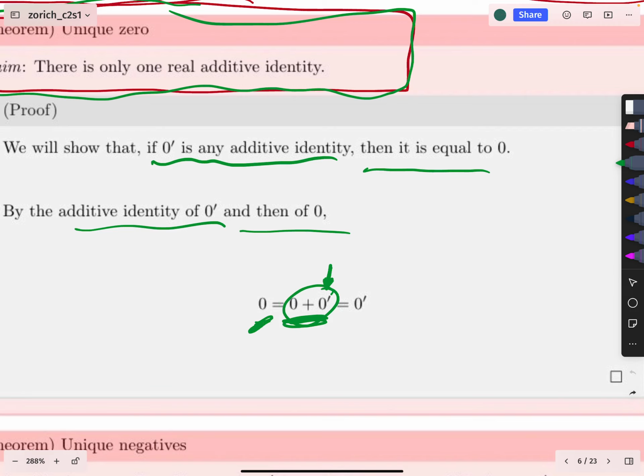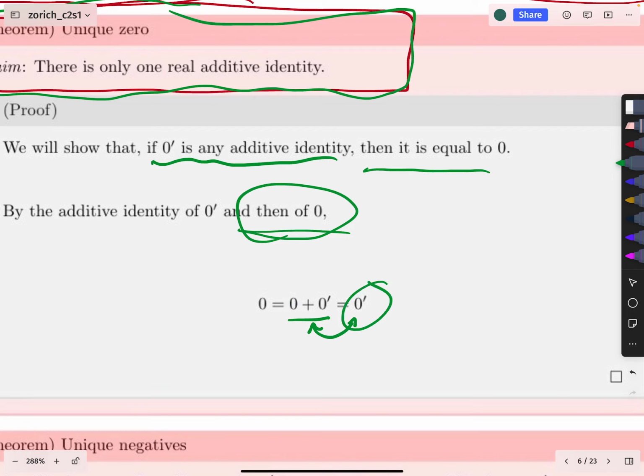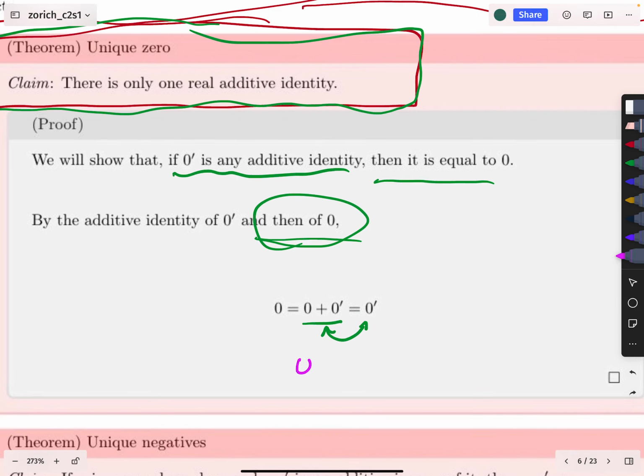But now that we have that, we just use the additive identity property of 0, saying that if you take 0 and add it to anything, then you don't change it, which means that 0 plus 0 prime must equal 0 prime as well. And so that basically concludes the proof, because that just means that 0 equals 0 prime, and we're done. Write the Halmos.